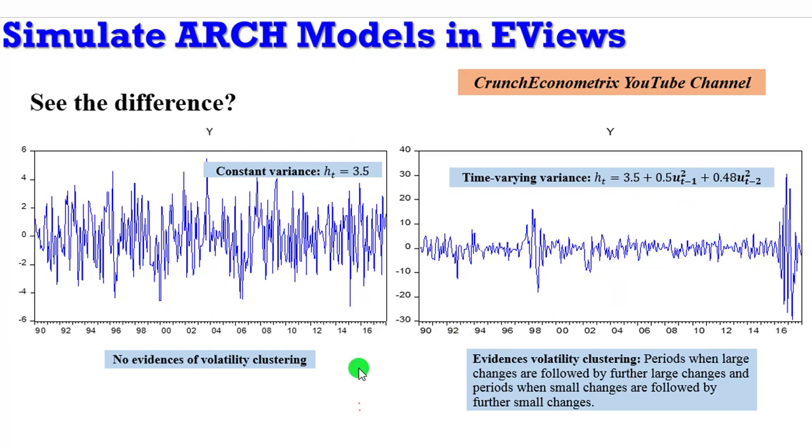So you can simulate any ARCH model that you desire using the commands you have seen. Just follow me step by step. You can use weekly data, monthly, daily. Make sure that they are high frequency data. The one with the constant variance, as you can see here, shows no evidence of volatility clustering, while the one for time varying variance evidences clustering of the volatility. Stark differences between the two plots.